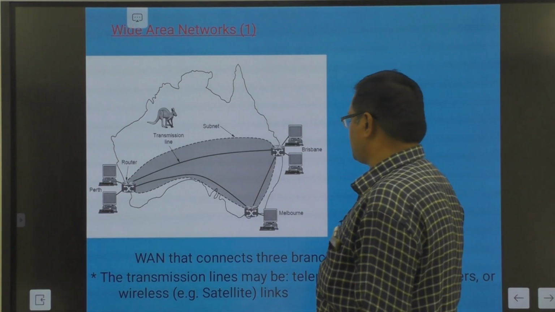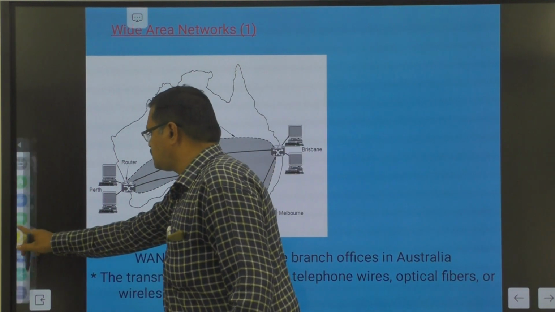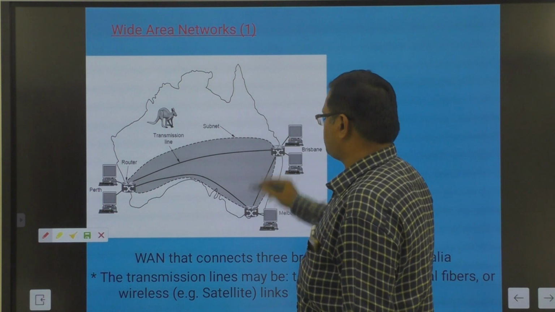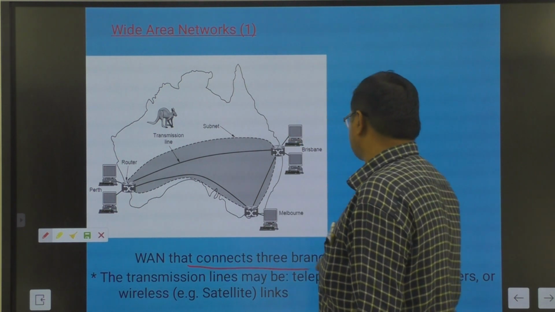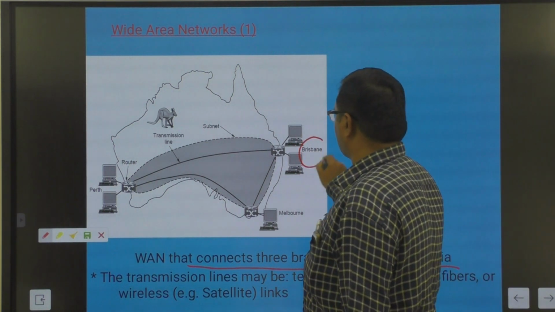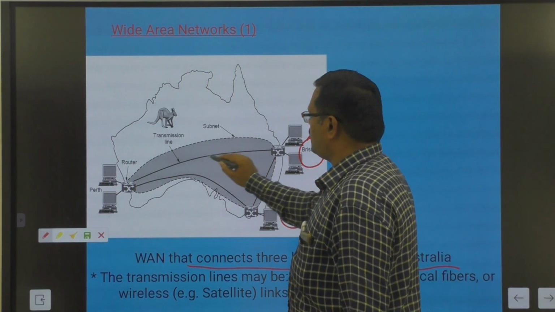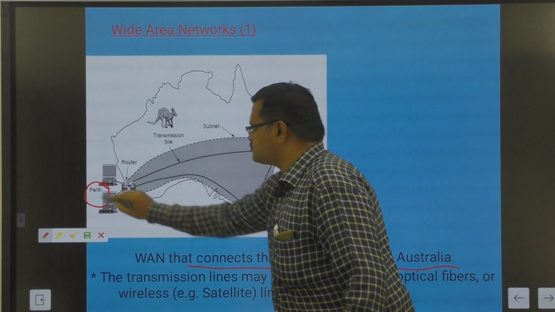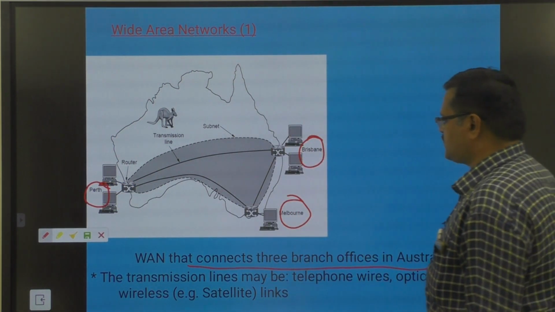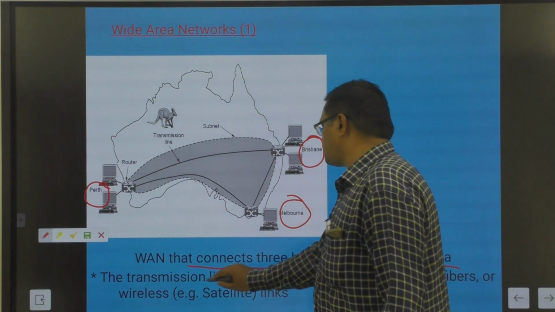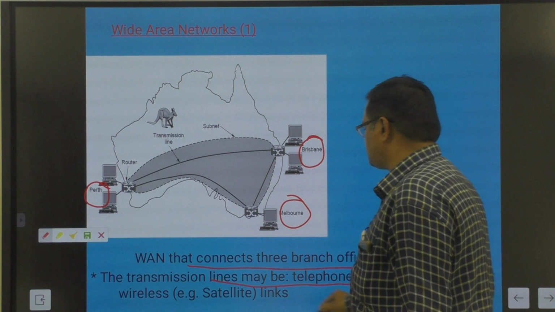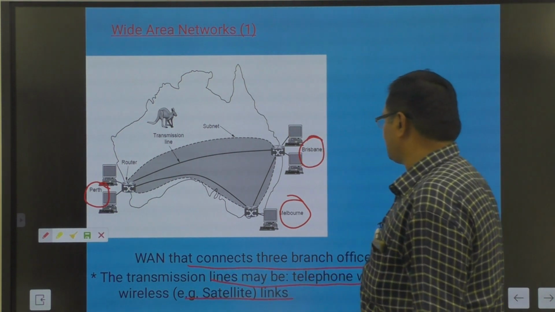WAN, that is wide area network. WAN is nothing but wide area network. For example, a WAN that connects 3 branch offices in Australia. One is in Brisbane, another one is in Melbourne, and another one is in Perth. So 3 branch offices in Australia are connected by means of a WAN, and the transmission lines may be telephone wires, optical fibers, or wireless satellite links.